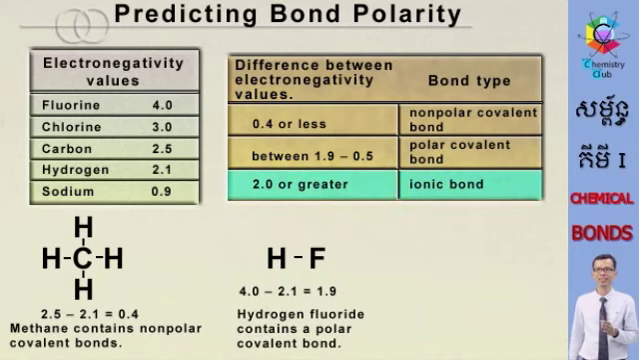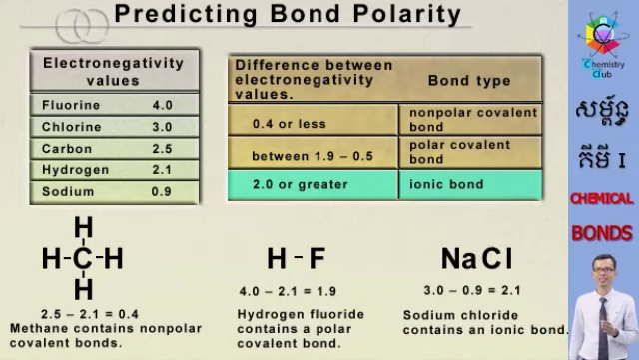If the difference is 2 or greater, the electrons are transferred and ionic bonds, which you learned about at the beginning of the program, form. Sodium chloride is an example of this. Take a moment to review these compounds, noting the difference in electronegativity values and the type of bond formed.